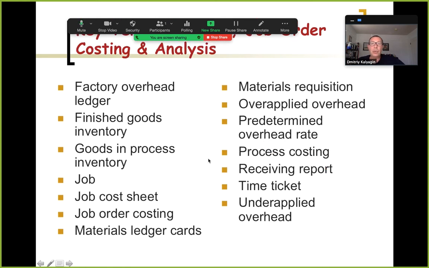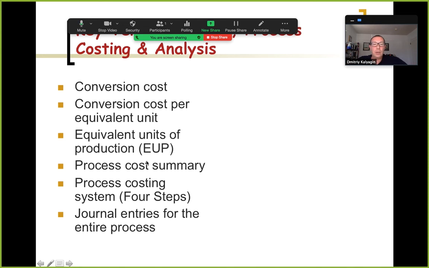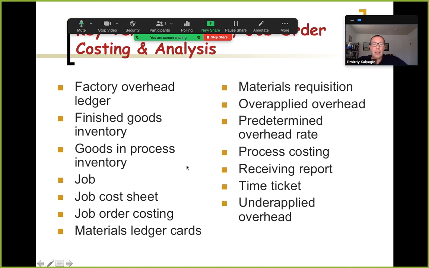For chapter 2, we talked about job order costing. You need to know factory overhead ledger, which is a cost pool, and it consists of 3 parts. Finished goods inventory, goods in process inventory, which we call work in process inventory. Same thing. Goods in process inventory is the same as WIP inventory. That's how we called it. What is the job definition? What is the job cost sheet? What is our job order costing system?